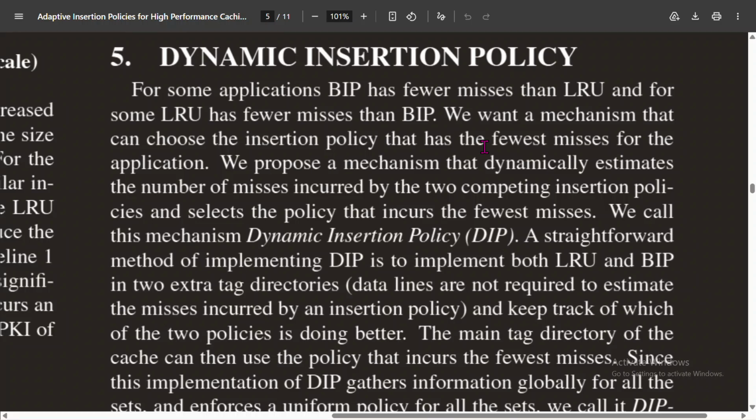Dynamic insertion policy. For some applications, BIP has fewer misses than LRU, and for some, LRU has fewer misses than BIP. We want a mechanism that can choose the insertion policy that has the fewest misses for the application. We propose a mechanism that dynamically estimates the number of misses incurred by the two competing insertion policies and selects the policy that incurs the fewest misses.